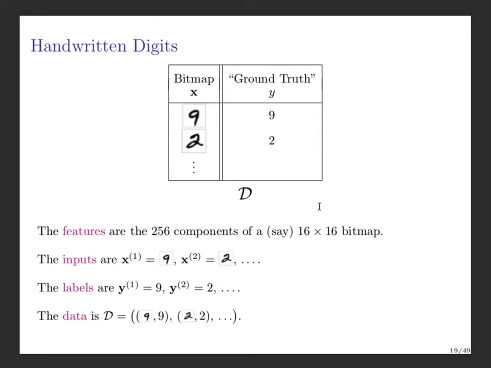So our new inputs are bitmaps. Our new features are the black-white information in the bitmap. The new labels are digits, which is telling you that the drawn number 9 is in fact the digit 9, that this drawn number 2 is in fact the digit 2. And our data is now just going to be the pairings of the bitmap and what the bitmap is representing.